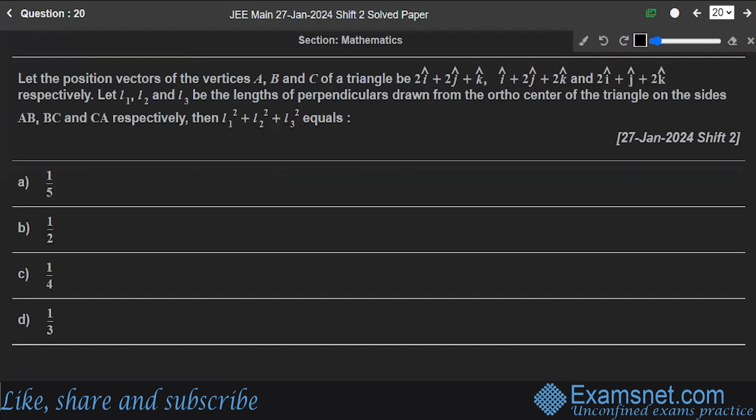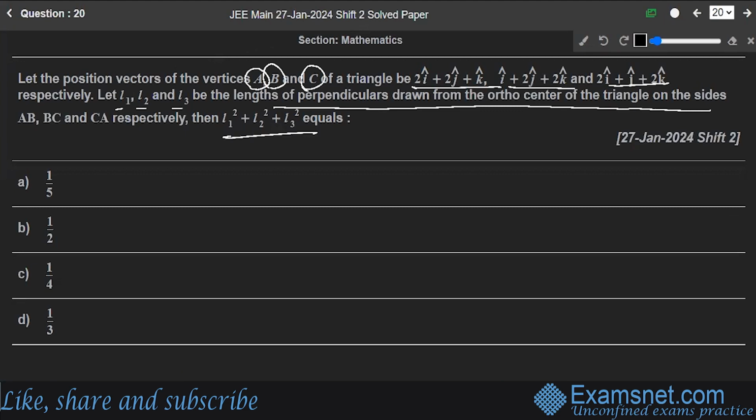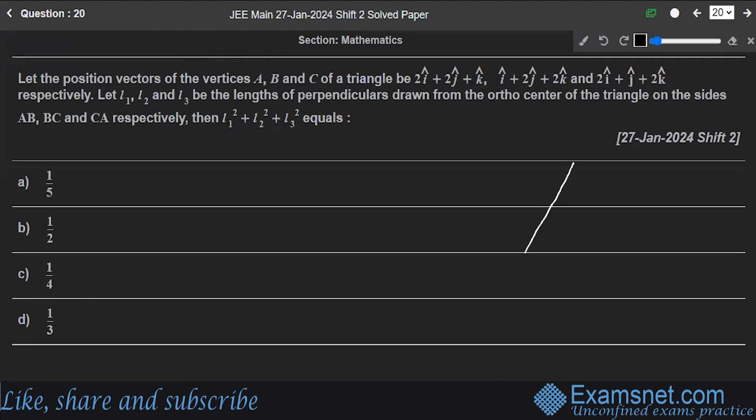Next question. Question number 20. Let the position vectors of the vertices A, B, C of the triangle be given by these 3 vectors respectively. Let L1, L2, L3 be the length of the perpendiculars drawn from the orthocenter of the triangle on the sides AB, BC, CA respectively. You have to find out this expression. Let's make this triangle.